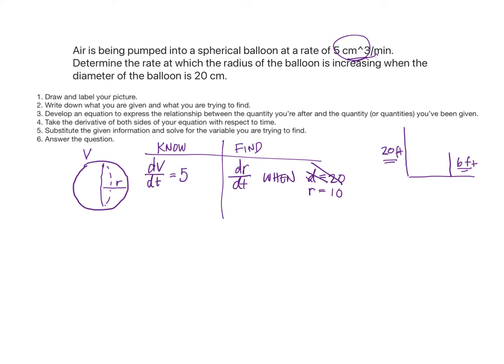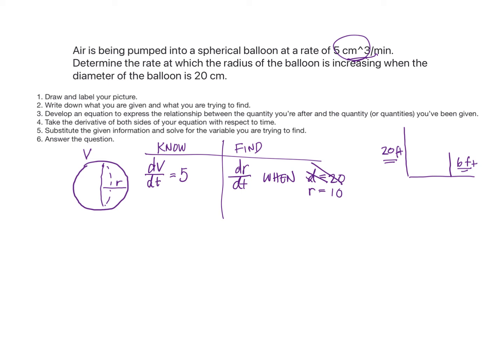Okay, so the next step is to develop an equation to express the relationship between the quantity you're after and the quantity you are given. And this is the hardest part for students, I think, figuring out which equation is used to express the relationship between the quantities that you're given. Sometimes it'll be 2 quantities, sometimes it'll be 3 quantities, but you're trying to find a relationship between those. And for the most part, those relationships are going to be geometric in nature, like a volume formula or an area formula or something like that.